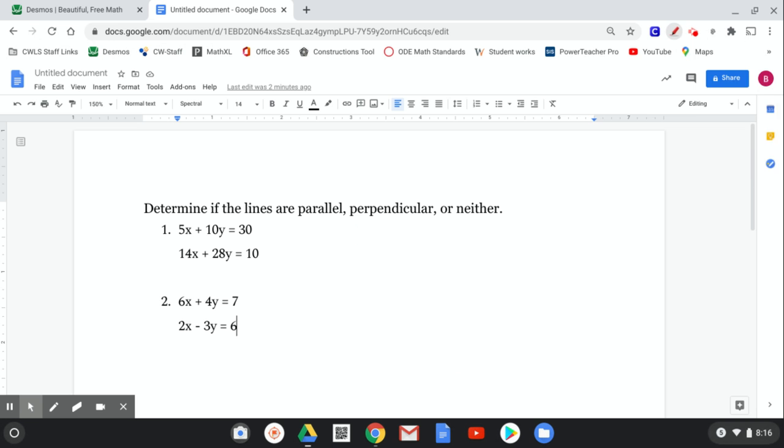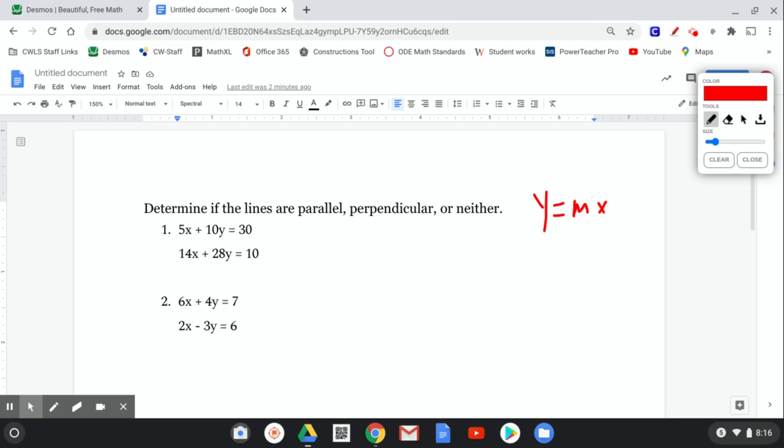And if you notice in these equations, they're not in our standard y equals mx plus b, our slope-intercept form, because we know that the m is the slope. So if I said like y equals 2x plus 3, we would know that our slope is 2 of that line. Well, these equations over here, they're not in that form. So I'm going to show you guys what to do when they're not in that form.